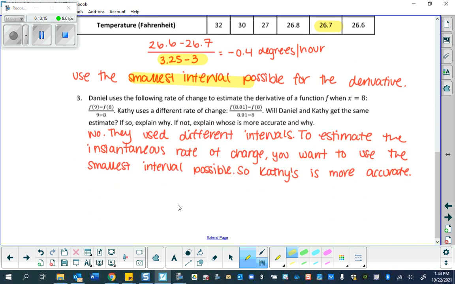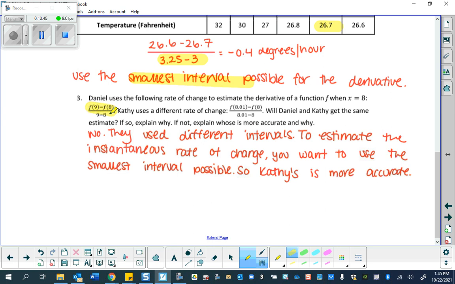All right. Daniel uses the following rate of change to estimate the derivative of the function when x is equal to 8. So take a look at what you see here versus what I have over on the board. And you can see that my slope formula ends up growing up. It's like it needs to put its big boy pants on, right? So here's my slope formula.